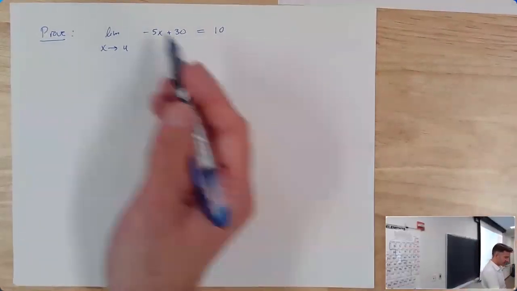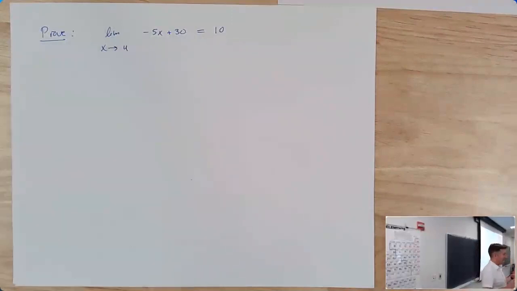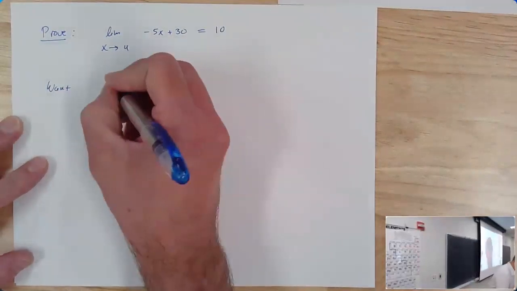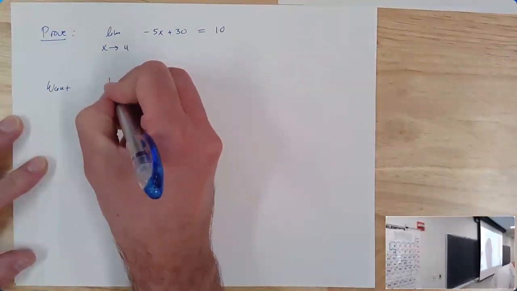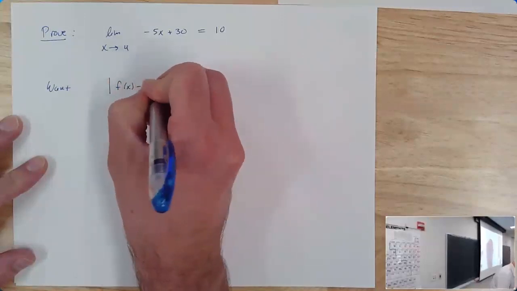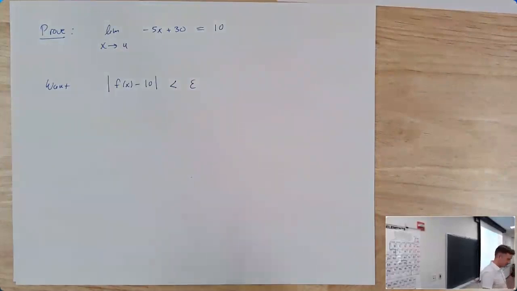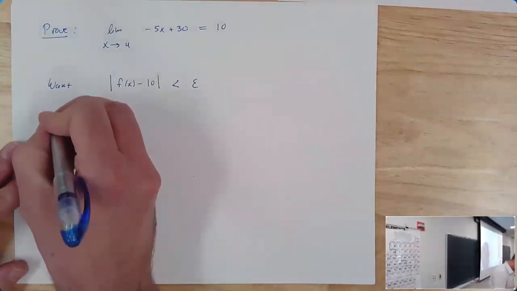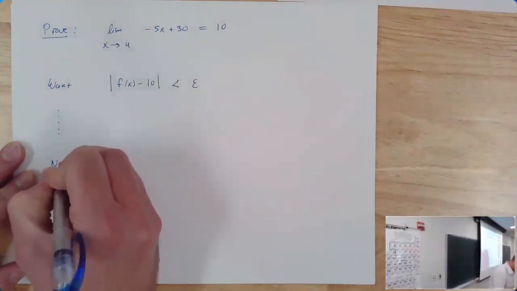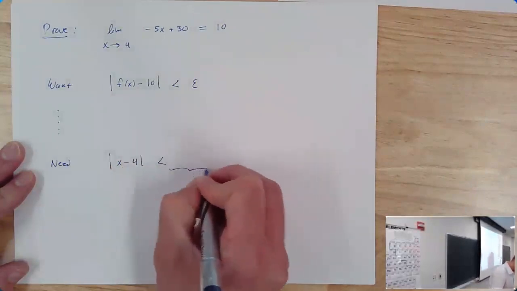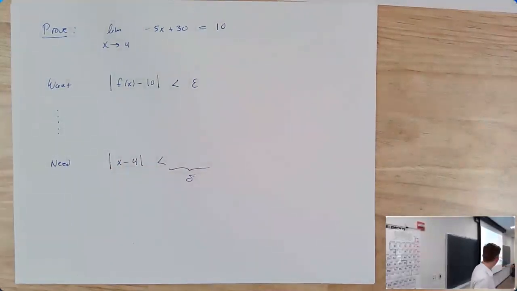So let's look at this one. If I wanted to prove this limit, here's what I want: the absolute value of the function minus its limit, I want that to be less than epsilon. That's the whole idea. And I'm eventually going to need the absolute value of x minus 4 to be less than whatever delta is going to be. It's the same sort of work, and it's not terrible.